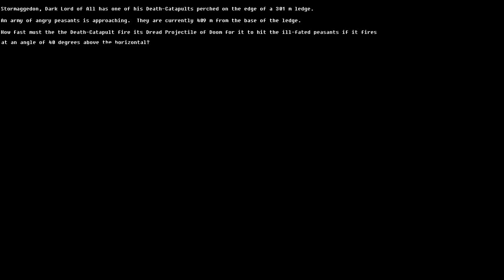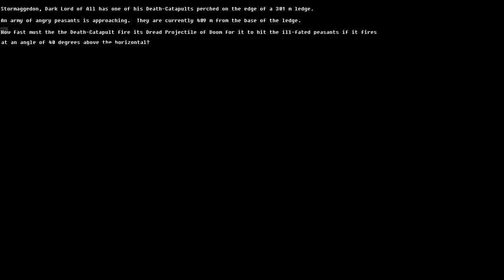Stormageddon, Dark Lord of all, has one of his death catapults perched at the edge of the 301-meter ledge. An army of angry peasants is approaching. They are currently 409 meters from the base of the ledge. How fast must the death catapult fire its dread projectile of doom for it to hit the ill-fated peasants if it fires at an angle of 40 degrees above the horizontal?